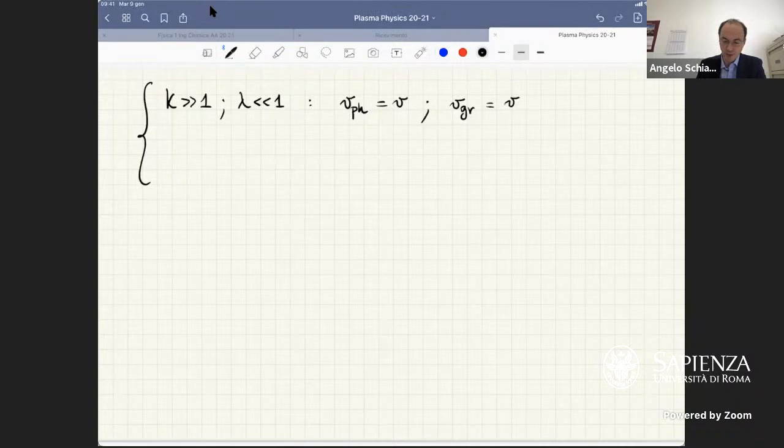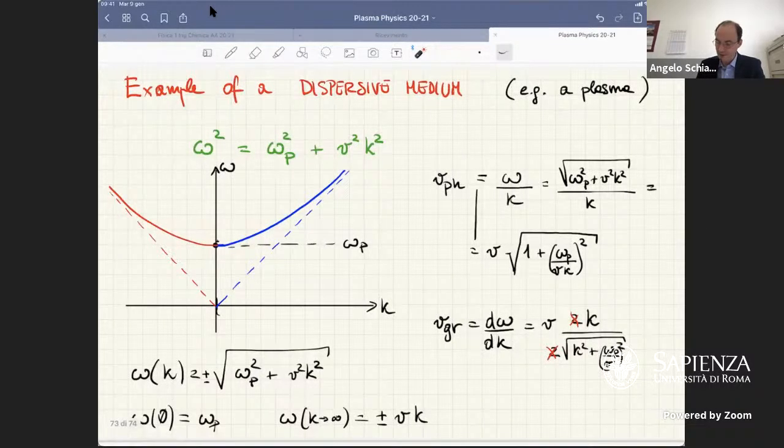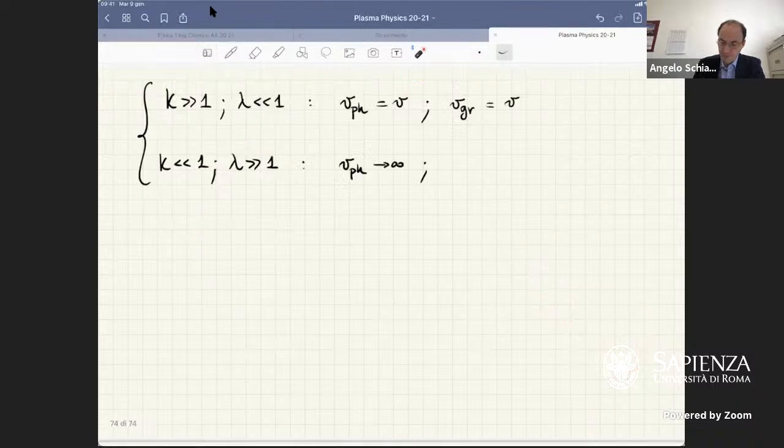Instead, if we go towards 0 wave numbers, meaning very long wavelengths, then we see that the phase velocity goes to infinity, and on the opposite, this derivative for k going to 0 goes to 0. So the group velocity is going to 0.